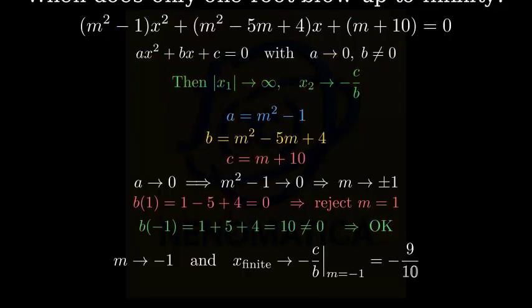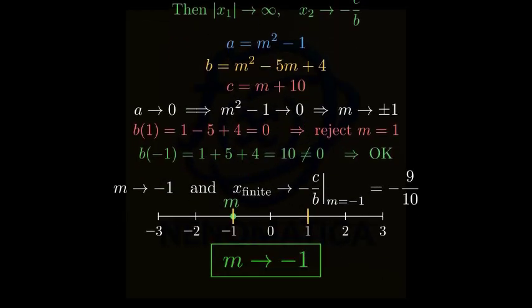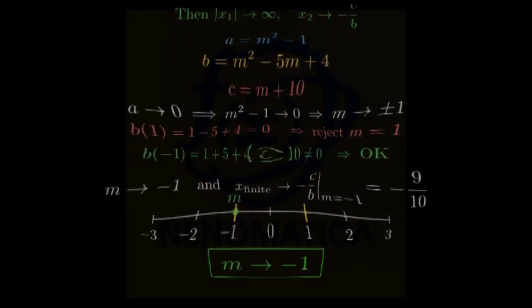Visualize m sliding toward negative 1. The coefficient a equals m squared minus 1 crosses 0 there, while b stays safely away from 0. Final result, m approaches negative 1.